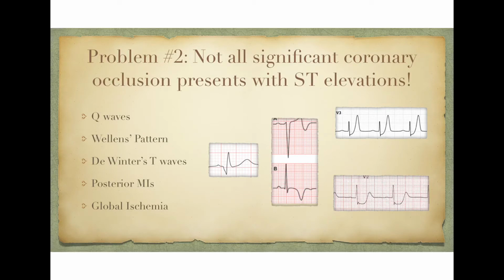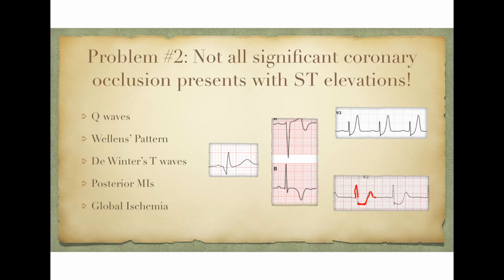Another pattern that you really have to recognize: if you see in leads V1 and V2 tall R waves without a clear S wave, and ST depressions and an upright T wave, that's often very highly suggestive of a posterior MI.